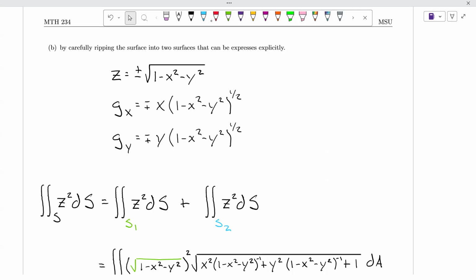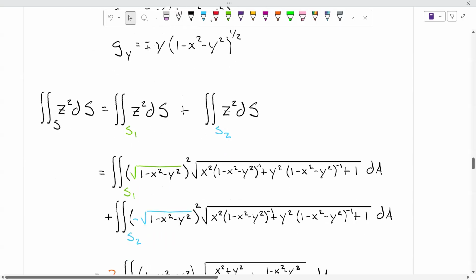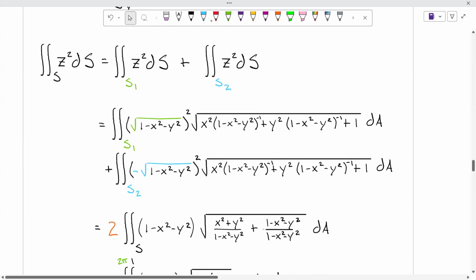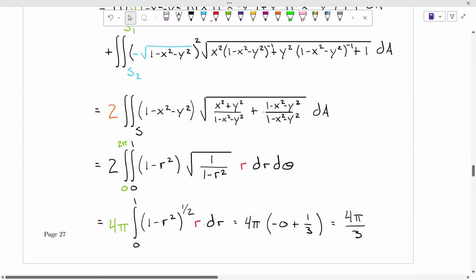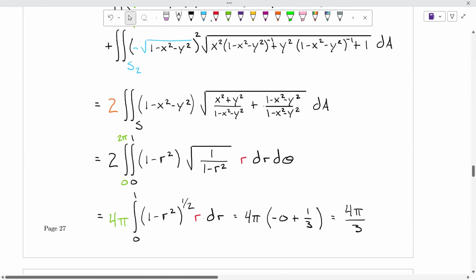And then I need to split up my surface integral into the sum of two separate surface integrals, which I'm going to call S1 and S2. One for the positive square root, one for the negative square root. And here's a whole bunch of work. I switch to polar coordinates, I get 4 pi over 3 again.